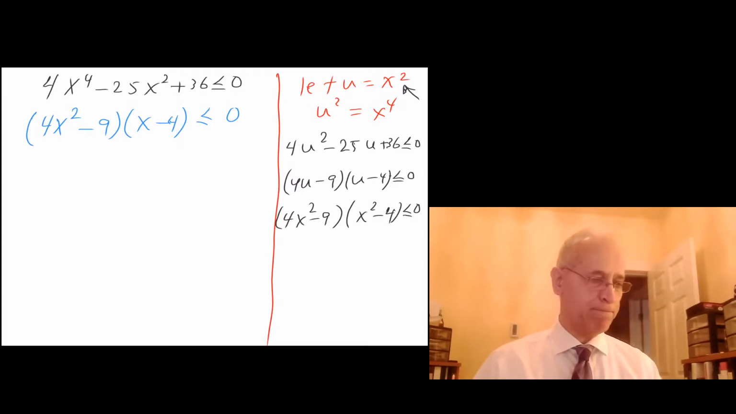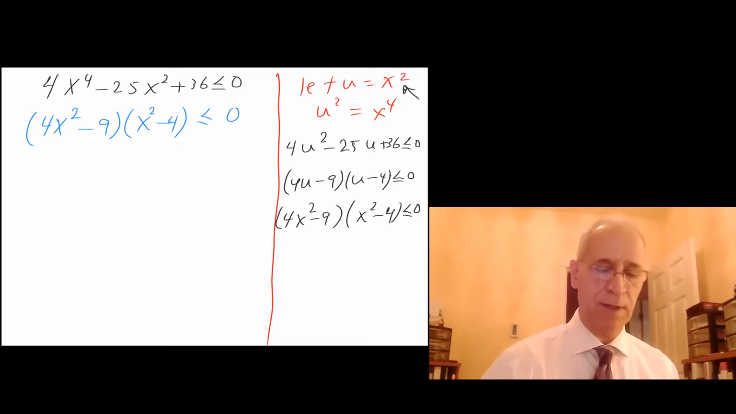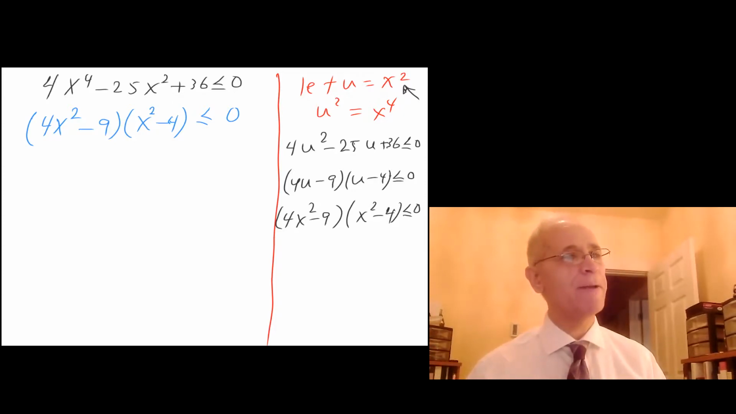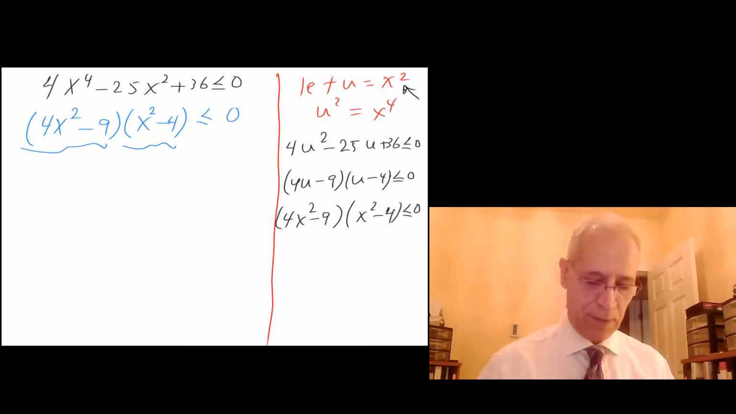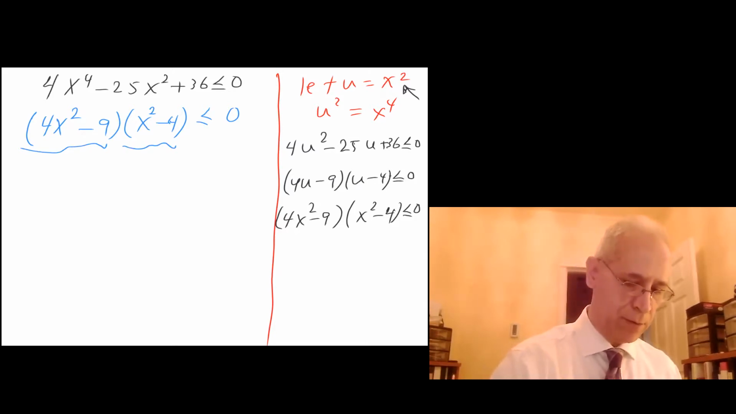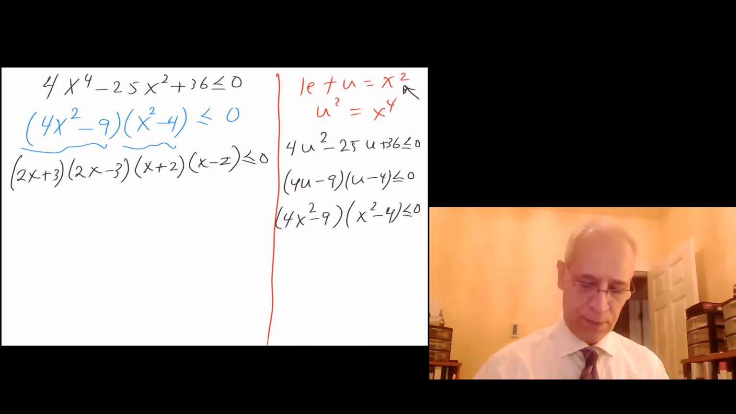And gosh, look at this, I totally forgot to put my x-squared in here. I apologize for that. Okay. Now I have a difference of two squares in here, and a difference of two squares in here. So I'm going to break that down to (2x + 3)(2x − 3)(x + 2)(x − 2) smaller than or equal to 0.